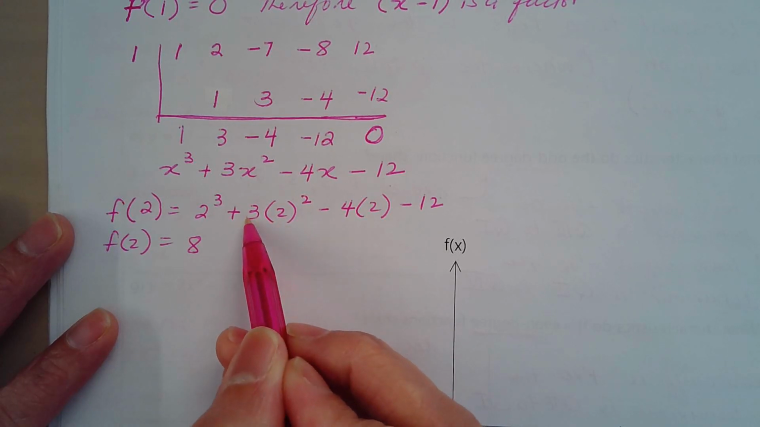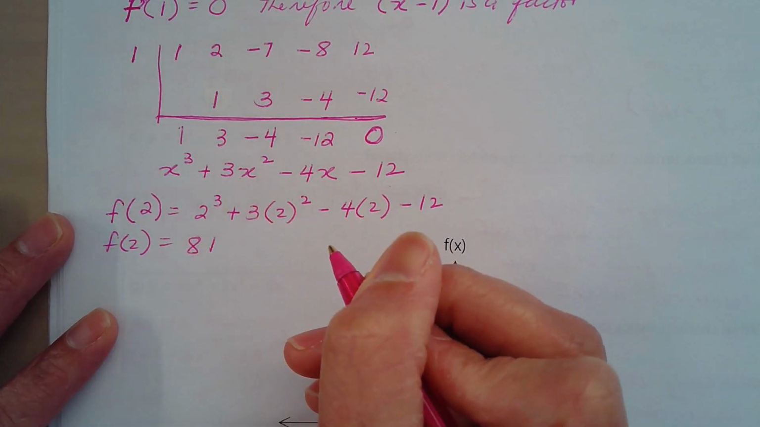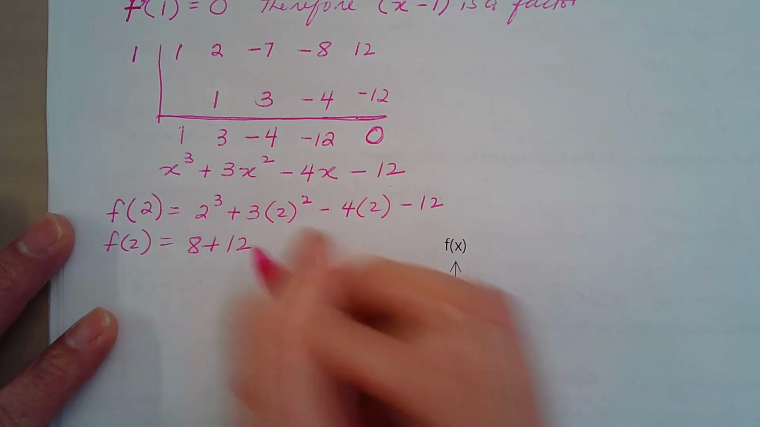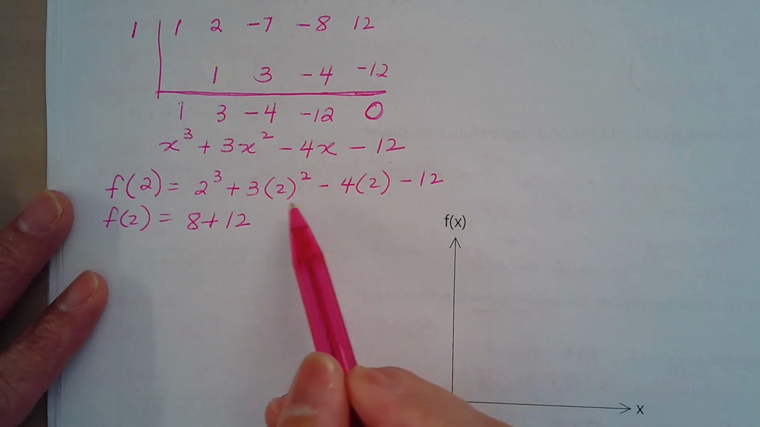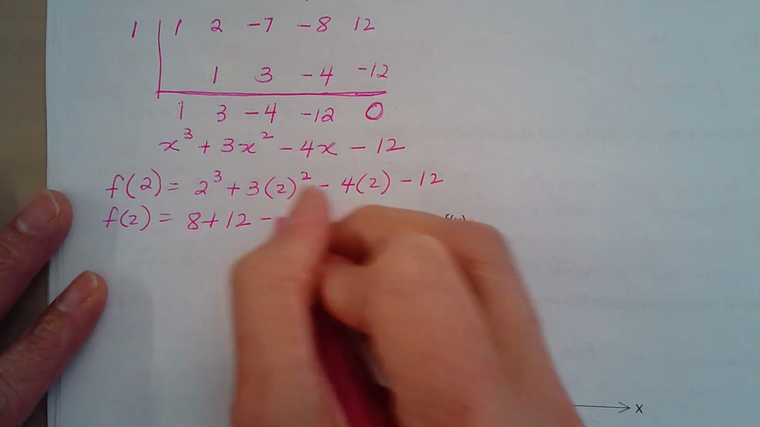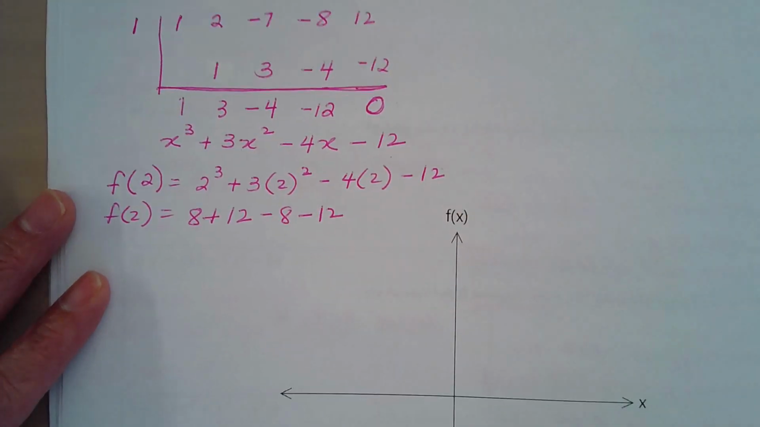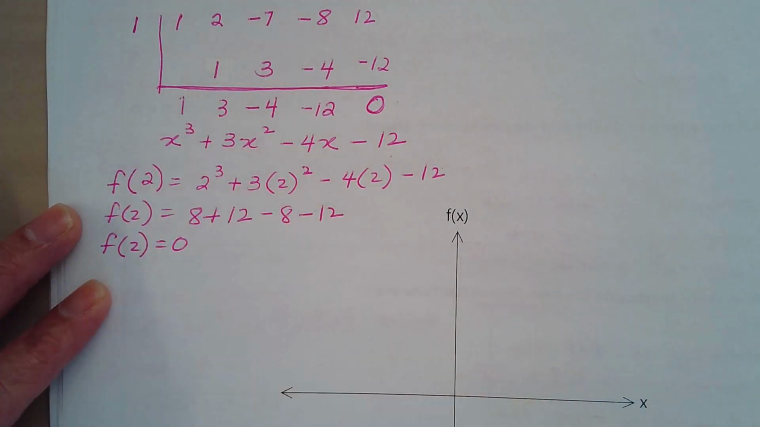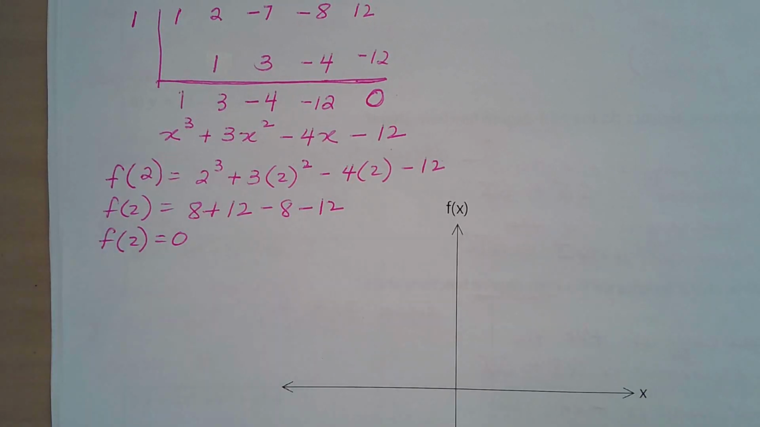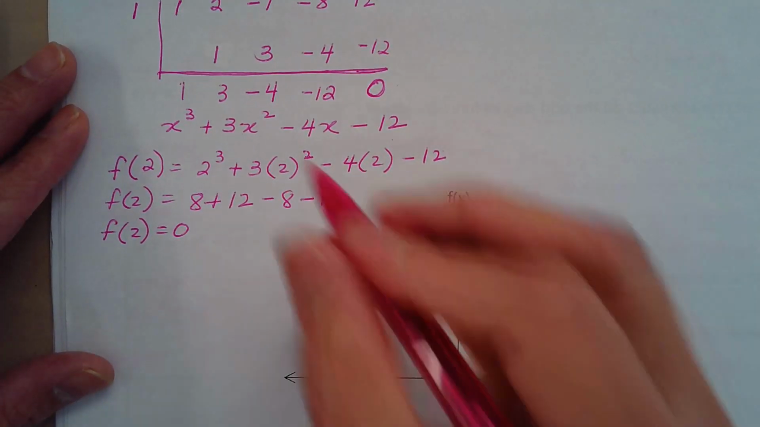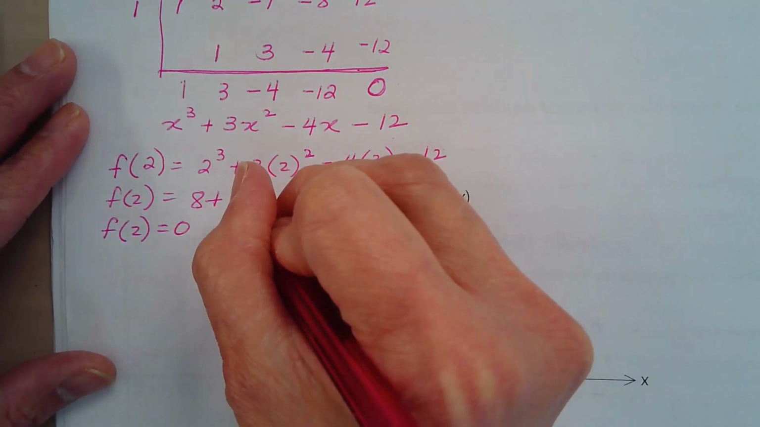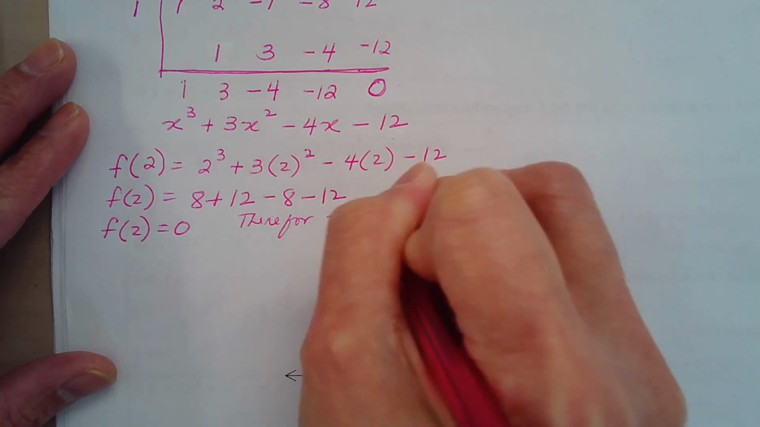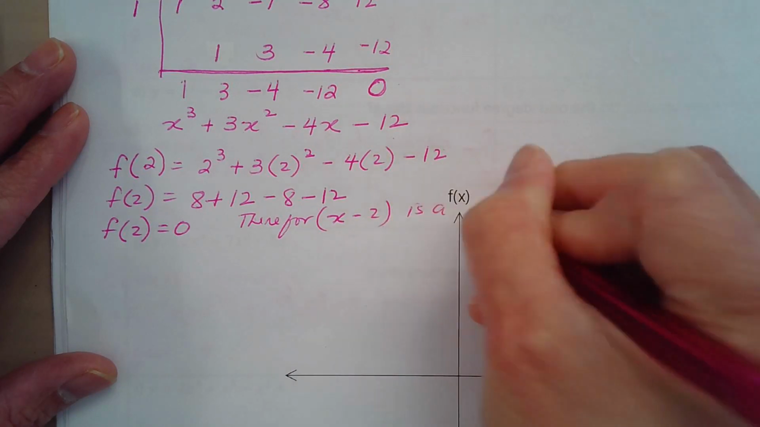3 times 2 squared is going to be 12. Plus 12, and then minus 8 and minus 12. Yes. So f of 2 is 0. Okay, f of 2 is 0. So what does that mean? Therefore, x minus 2 is a factor.